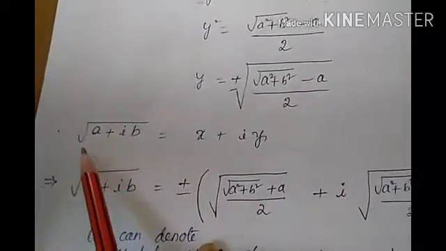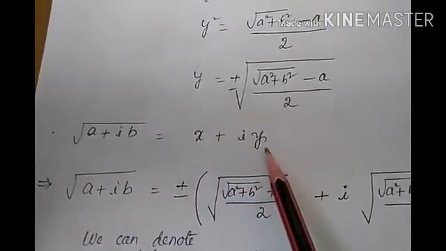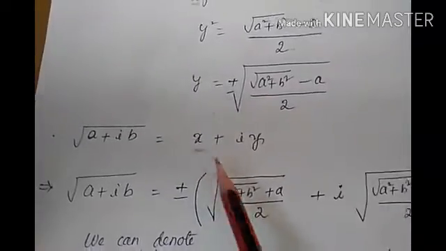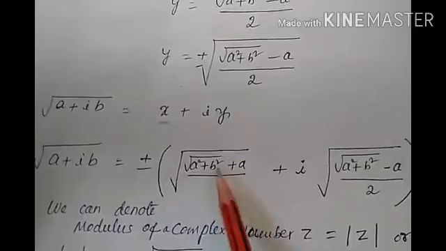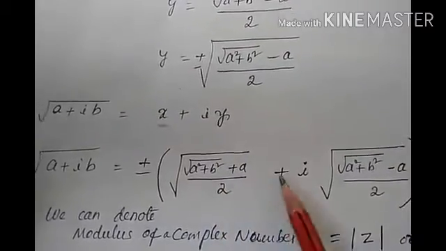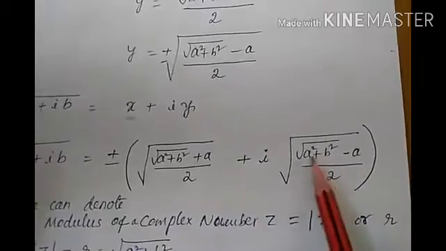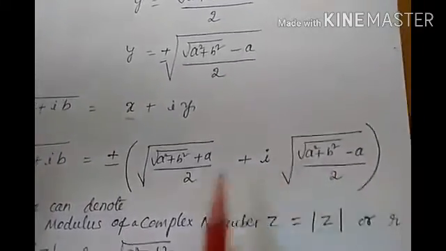Therefore, square root of a plus ib equals x plus iy. Here, what is the value of x? x is equal to plus or minus square root of (root a square plus b square plus a) by 2, plus i into square root of (root a square plus b square minus a) by 2.